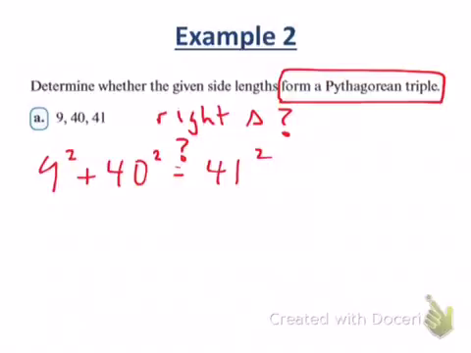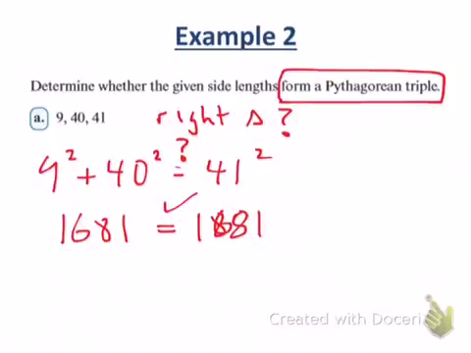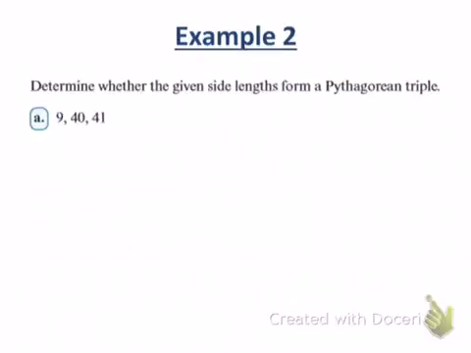9 squared plus 40 squared, what is that? 1,681. Is that equal to 41 squared? What's 41 squared? 40 times 40, 1,600, plus 81 is 1,681. It is true, and so yes, this is a right triangle. It is a Pythagorean triple. If they're not exactly equal to each other, it's not a right triangle. Is everybody okay? So we're using the Pythagorean theorem in this instance to show that something is a right triangle. What about 8, 10, 12?